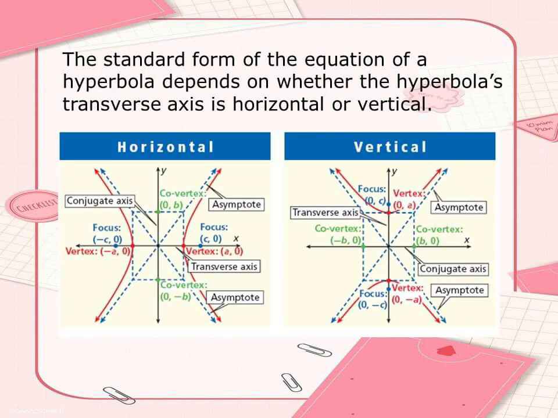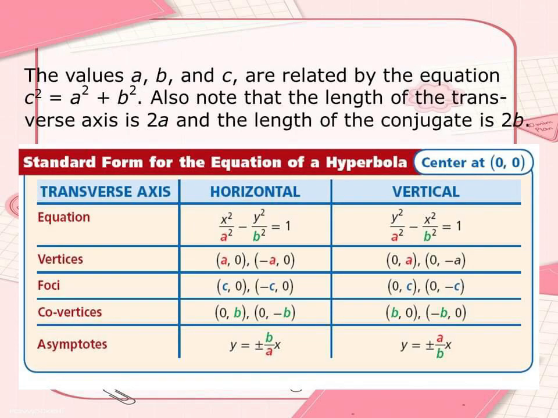The standard equation of the hyperbola depends on whether the hyperbola's transverse axis is horizontal or vertical. As you can see in the photo, the left side is horizontal and the right side is vertical. The values of a, b, and c are related to the equation. c squared is equal to a squared plus b squared. Also note that the length of the transverse axis is 2a and the length of the conjugate axis is 2b.